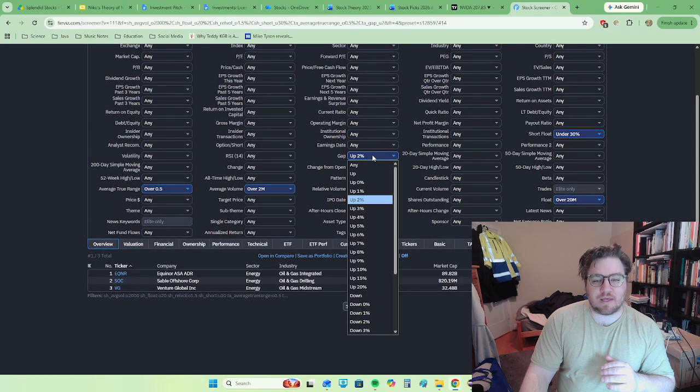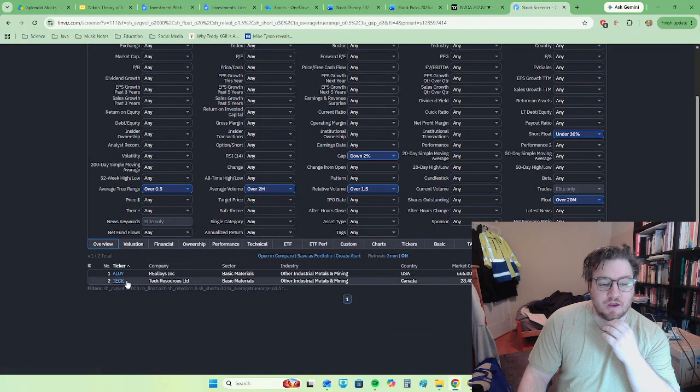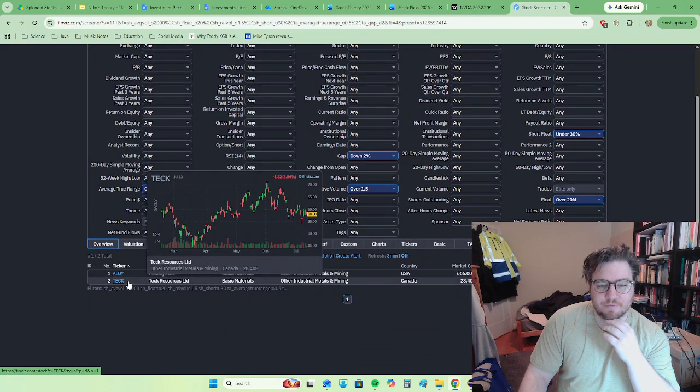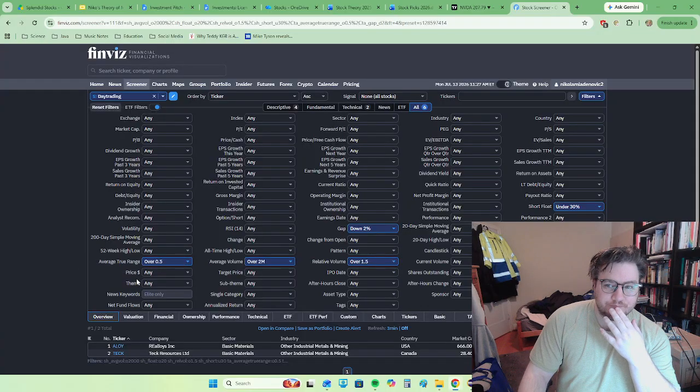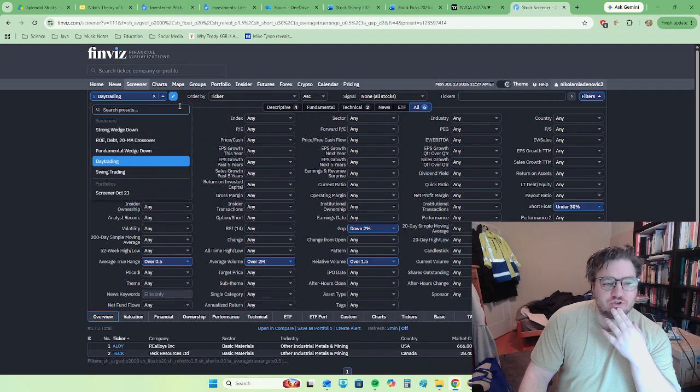And if you go gap up 2%, and gap down 2%, there are 2 companies to day trade. So that's the day trading, and if you want to save it, you can go screen options, save changes, alright? But I don't do day trading anymore.